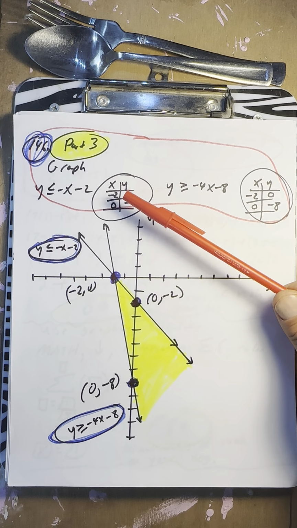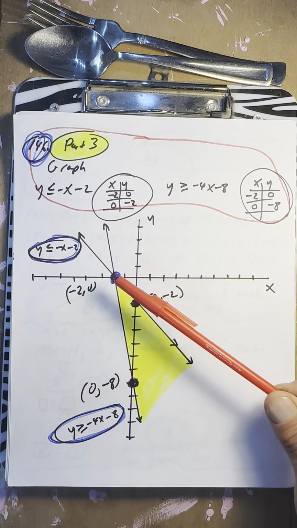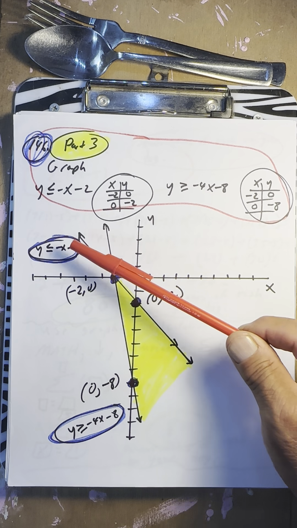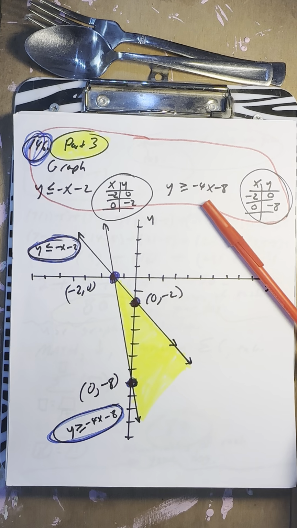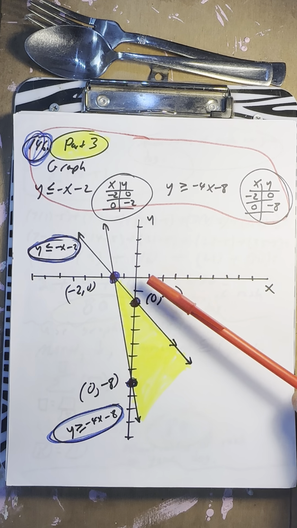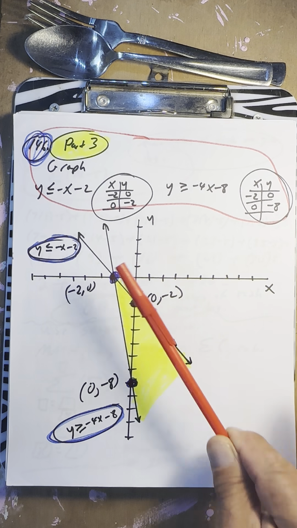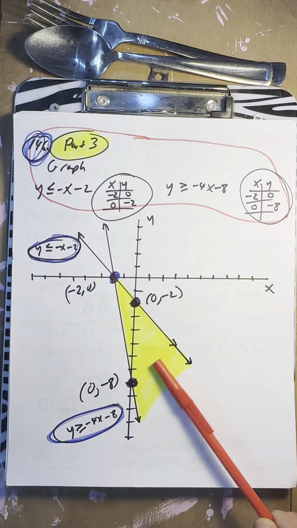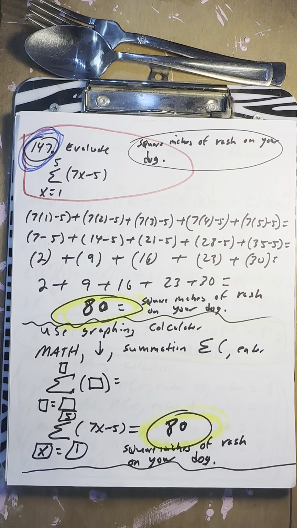First one is this one. -2, 0. And 0 and -2. There's a line right there. That's this graph right here. And it says less than goes this way. The other one, y is greater than -4x minus 8. -2, 0. Right there. And then 0 and -8 all the way down here. But this one graph goes up. This one goes down. And this one goes up. So all this right here is the solution set. Right there.